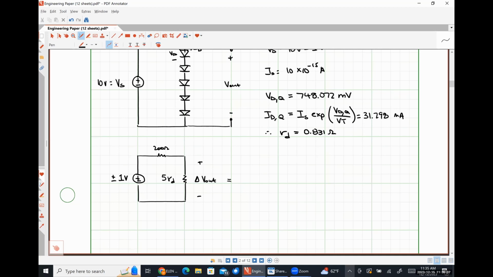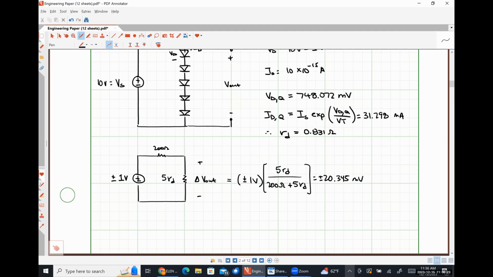Right? That's way easier to look at than our diode circuit because we no longer have nonlinear relationships or anything that we have to worry about. So our output voltage should just be plus or minus 1 volt times 5 rd over 200 plus 5 rd. And this comes out to be plus or minus 20.345 millivolts.